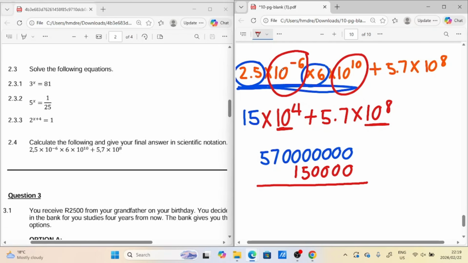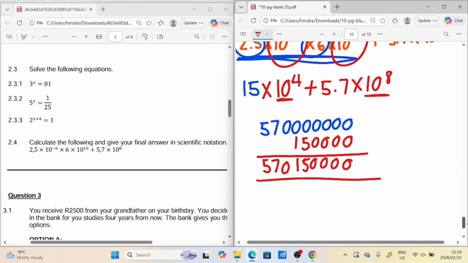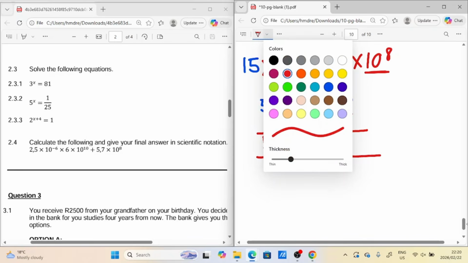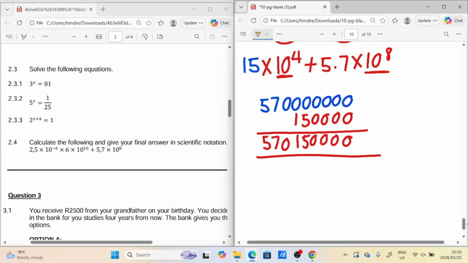We can add these. 0, 0, 0, 0, 5, 1, 0, 7, 5. Okay, it's a really big number. And then that is our final answer, but they want us to give it in scientific notation. So we just need to go back in. So it's going to be 1, 2, 3, 4, 5, 6, 7, 8. So our answer is going to be 5.7015 times 10 to the 8.